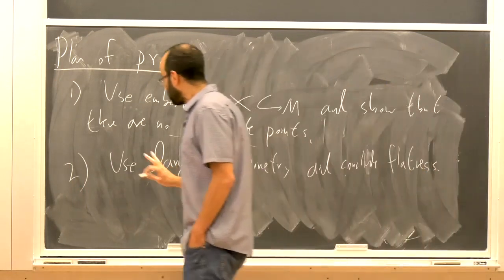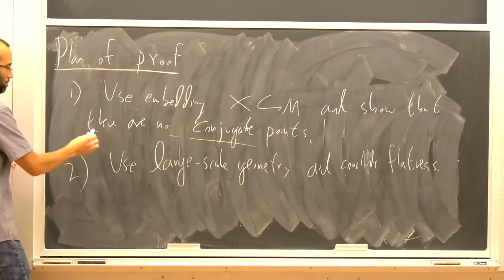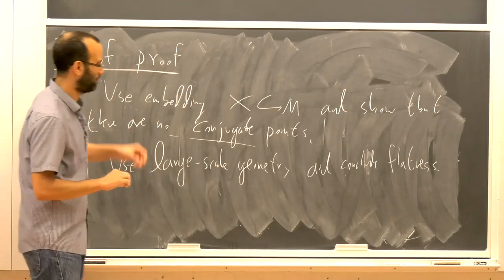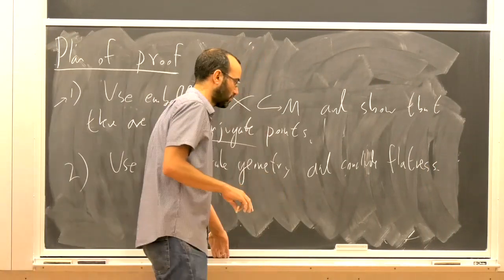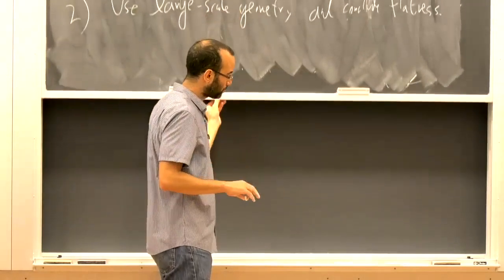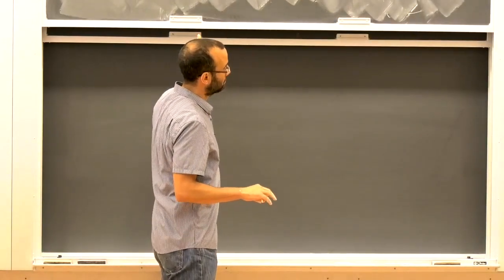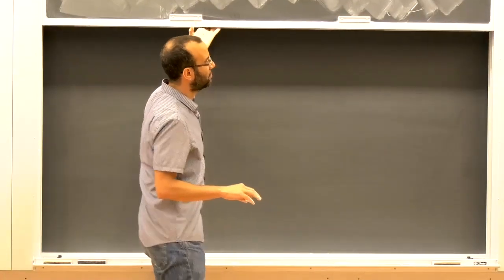Let me tell you a few words about how to show that there are no conjugate points, part of the beginning of the proof. And the paper is on arXiv in case you want to learn more.